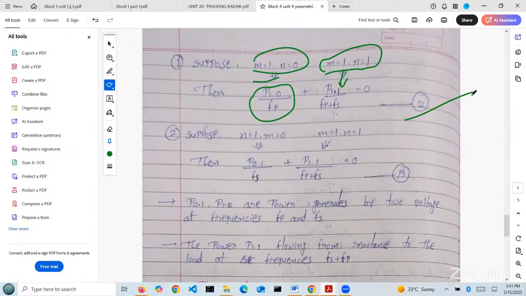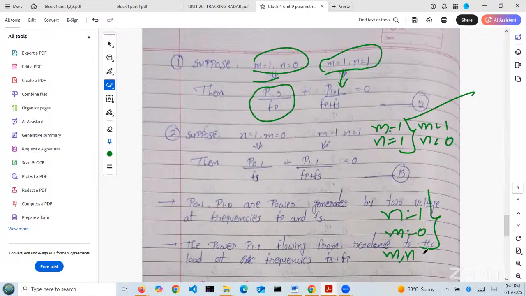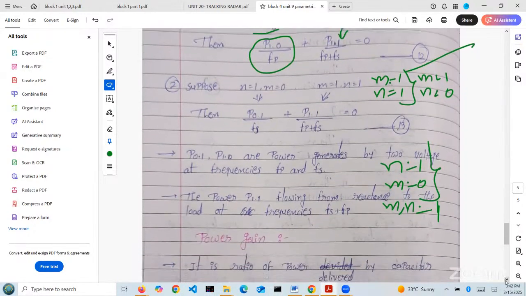Next, another condition. The main conditions here are m equal to 1, n equal to 1, along with m equal to 1, n equal to 0. Next condition is the reverse: n equal to 1, m equal to 0. If you substitute this, we will get equation number 12 and equation number 13. P of 1,0 and P of 0,1 are two power generators by the two voltages at frequencies f of p and f of s. P of 1,1 is when the two integers m and n are both equal to 1. So this is the Manley-Rowe power relation.